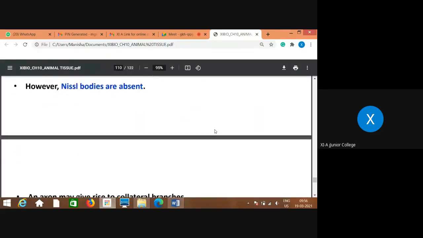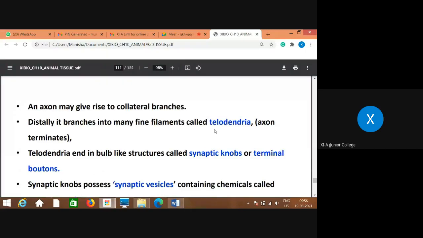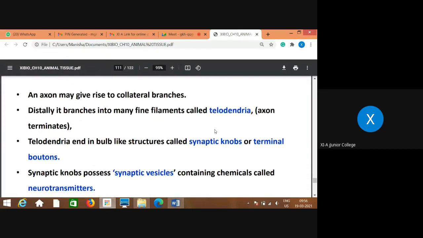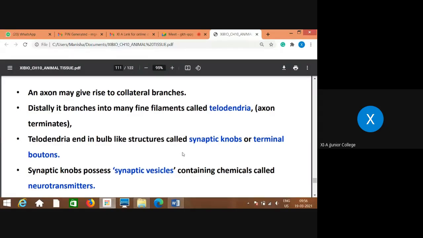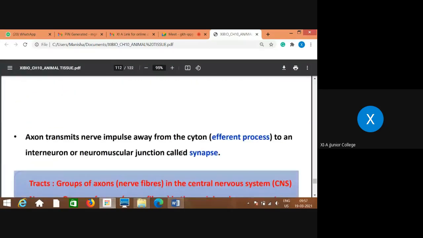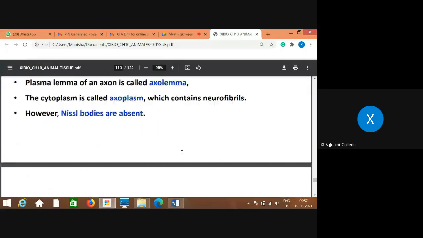Okay, so telodendrons are very important for the synaptic complex. Telodendria end in bulb-like structures called synaptic knobs or terminal buttons, and synaptic knobs possess synaptic vesicles containing chemicals called neurotransmitters. Now, what are these neurotransmitters? Let me tell you with the help of this diagram.